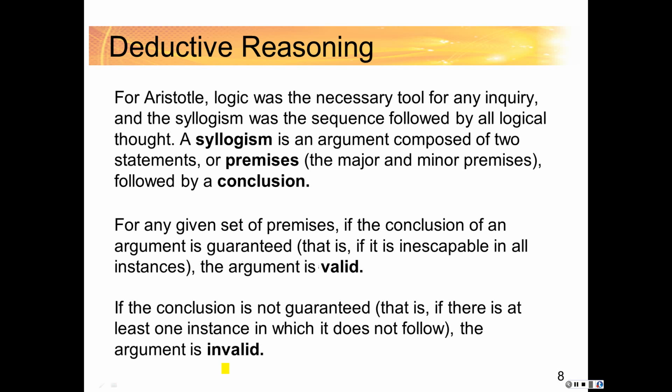So for any given premises, that's going to be the major and minor premises, if the conclusion of the argument is guaranteed, then it's valid. If it's not guaranteed, it's invalid. So we'll do examples of drawing Venn diagrams to show you whether it's guaranteed or not guaranteed.